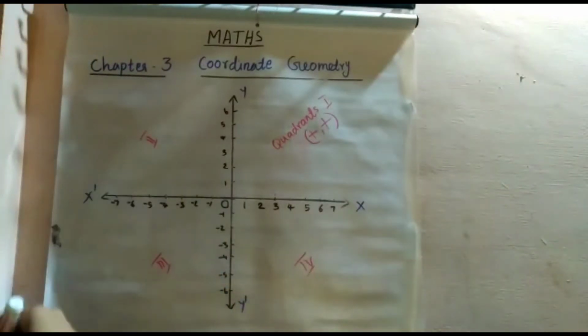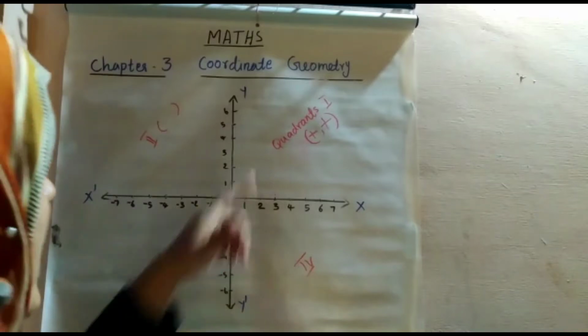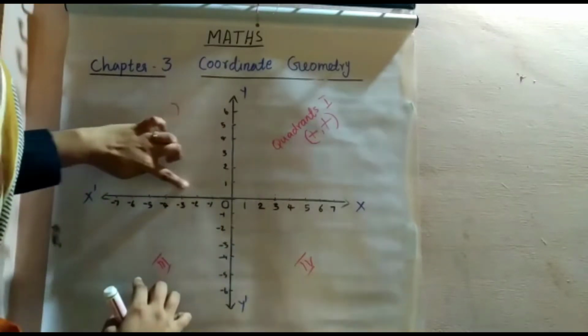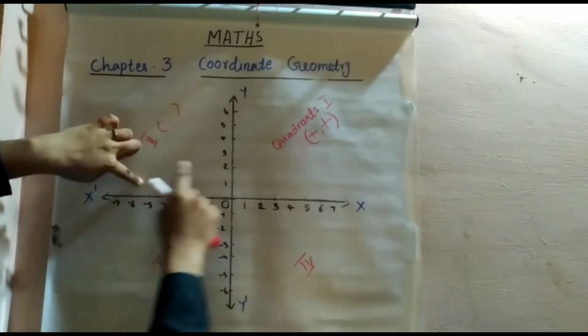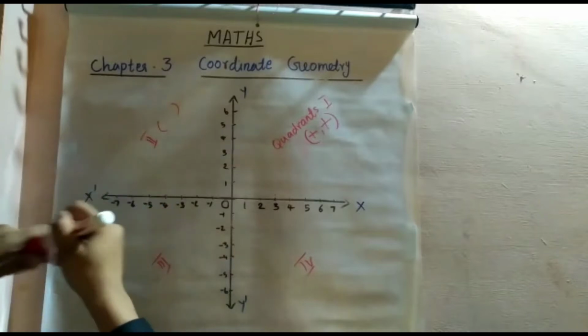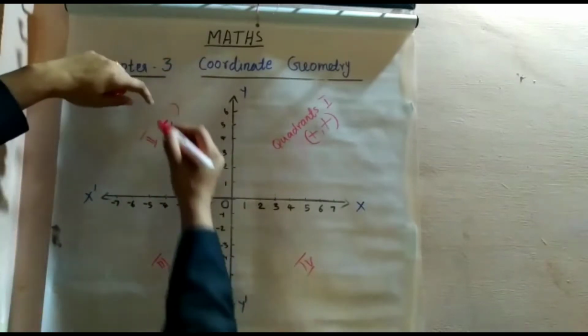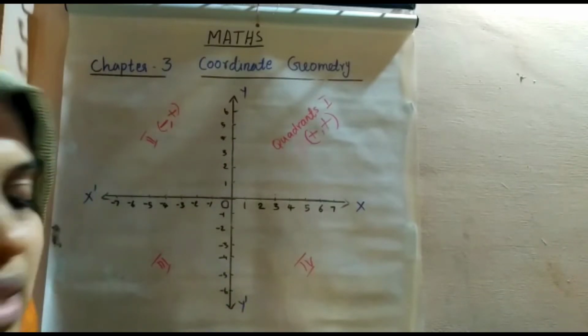Then here in the second quadrant, what will be the sign? In the second quadrant, we consider only this negative x and this positive y. So x should be negative and y value positive. So sign negative, positive. Okay.